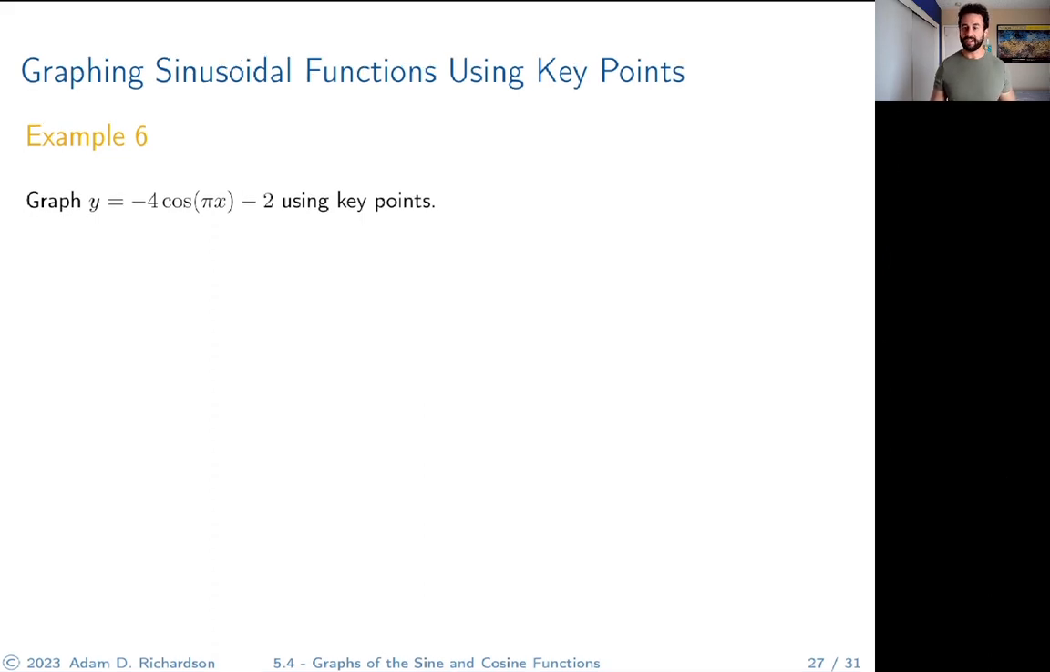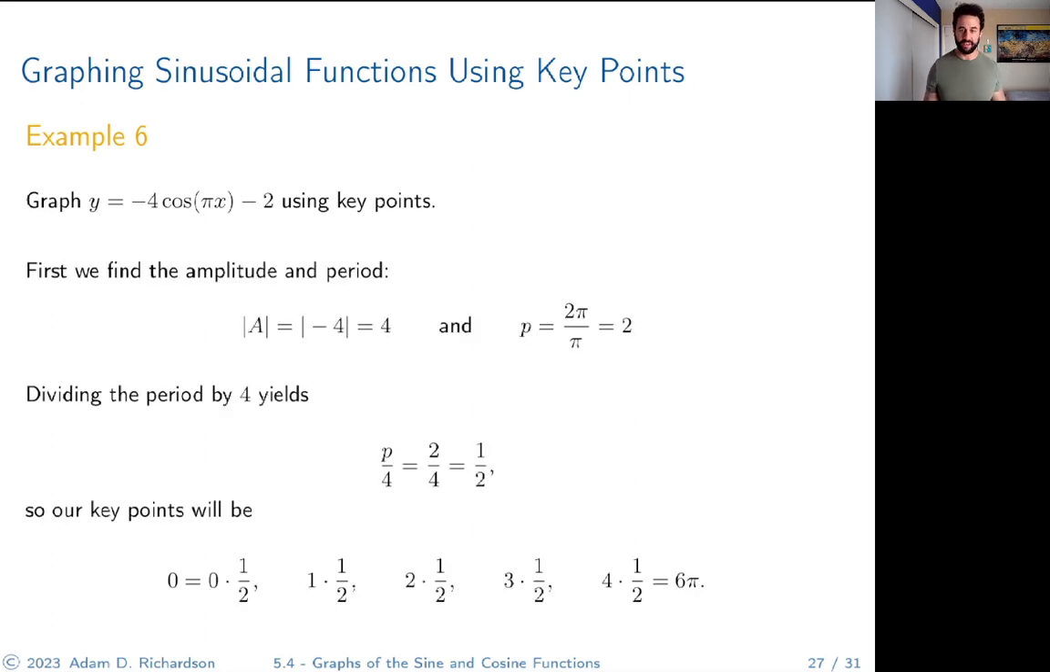Okay, now let's take a look at it together. So once again, just for the sake of time, I'm going to use the slides to my advantage here. We find the amplitude and period. The amplitude in this case is 4. The period is 2 pi over pi, which is 2. So again, normally the period for cosine is 2 pi. Omega in this case is the number pi. So we do 2 pi divided by pi, and we get that our period is 2.